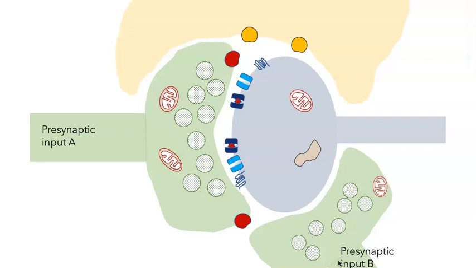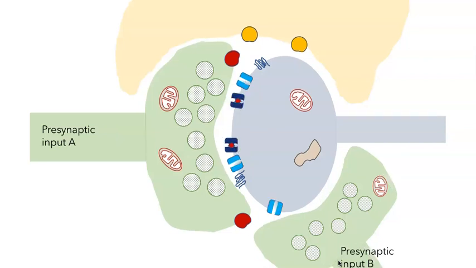Let me walk you through this. Let's suppose we've got a dendrite that's getting input from two different presynaptic cells. If presynaptic cell A is active, well then glutamate will be released. It will allow sodium to enter through the AMPA receptors, but unless the cell has previously been depolarized, magnesium will block the NMDA receptors and there'll be no calcium influx.